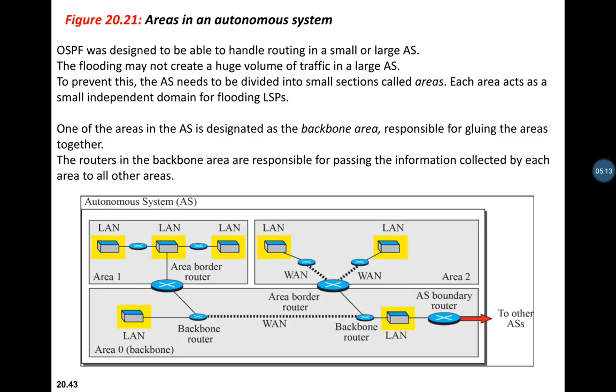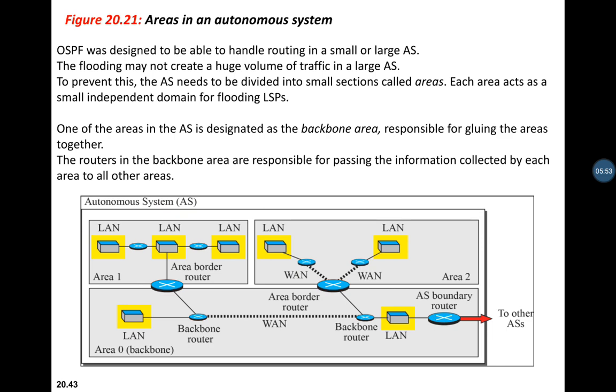Next are the areas. Open Shortest Path First was designed to handle routing in a small or a large autonomous system. Here what happens is the formation of the shortest path tree. In this algorithm, we have to form a shortest path tree. It requires that all the routers flood the whole autonomous system with link state packets to create a global link state database. It may create a huge volume of traffic in a large autonomous system.